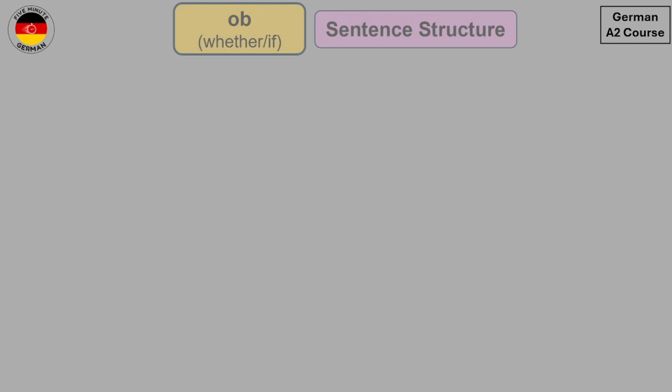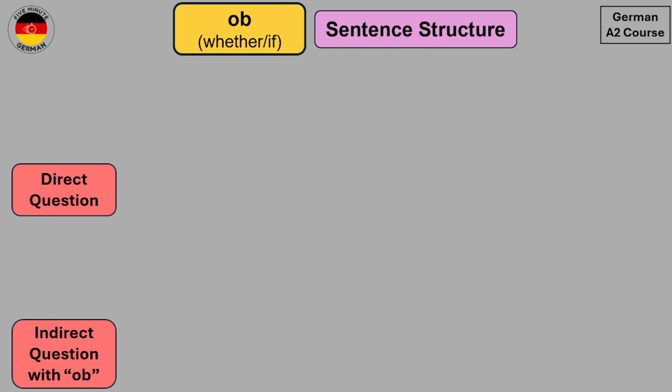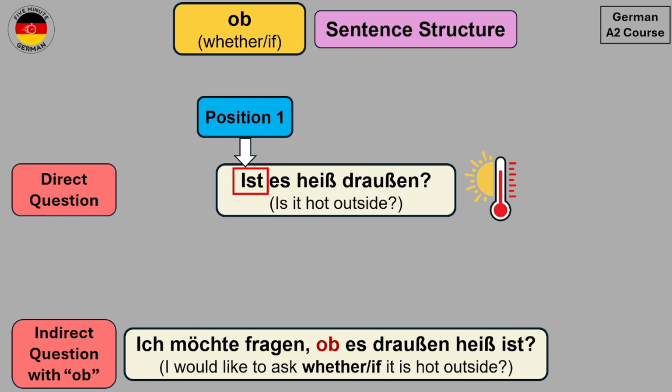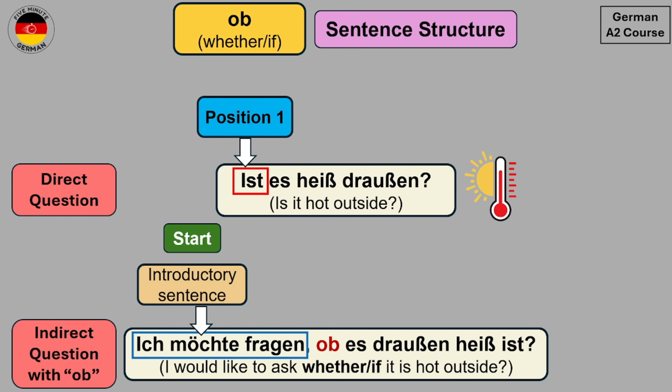Now let's take a look at the sentence structure when we use the connector ob. So in order to understand this, we will do a comparison between a direct question and an indirect question with ob. So a direct question can be, Ist es heiß draußen? Is it hot outside? Now since this is a Ja-Nein-Frage, that's why you see that we have the verb at position number 1. Now if we ask the same question in an indirect way with ob, then it will be, Ich möchte fragen, ob es draußen heiß ist. I would like to ask whether or if it is hot outside. Now you see that we start this indirect question with an introductory sentence.